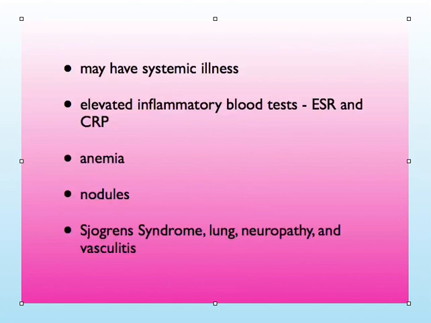People with rheumatoid arthritis may have systemic illness. They may have elevated inflammatory test results in their lab tests, including the ESR or SED rate, and also the CRP or C-reactive protein. There can be anemia and other blood count changes. There may be subcutaneous nodules, as well as symptoms of Sjogren's syndrome, lung problems, neuropathy, and vasculitis.